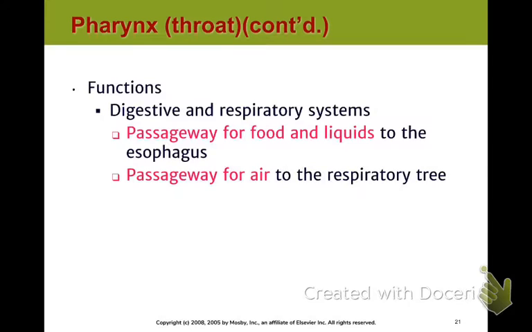That's no good, huh? All right. We have two openings that are really close to each other, right next to each other. One is the passageway for food and liquids, the esophagus, and the other one is the passageway to the lungs. So the pharynx is a fork in the road, basically, where we have to have a division of materials where they're going.